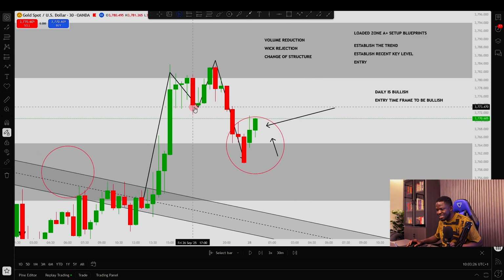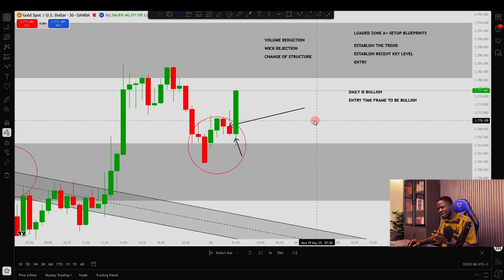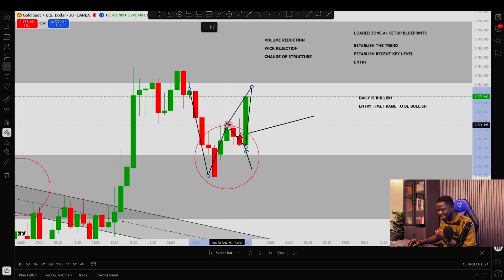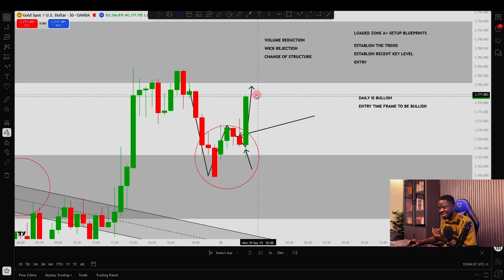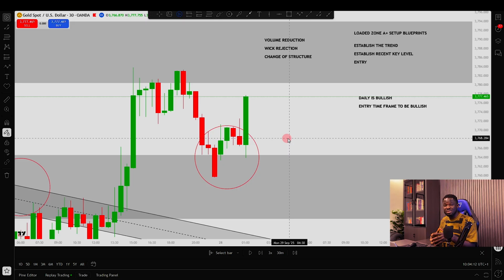Right now we can't take any trade, so we are waiting for the last blueprint in our loaded zone A plus setup to play out, which is change of structure. So let's see the next candlestick right now. Boom, the price action finally changed the structure to bullish on the 30-minute time frame. Price created a low, a lower high, then a failed lower low, whereby price formed a new higher low here, then they invalidated the last lower high here.